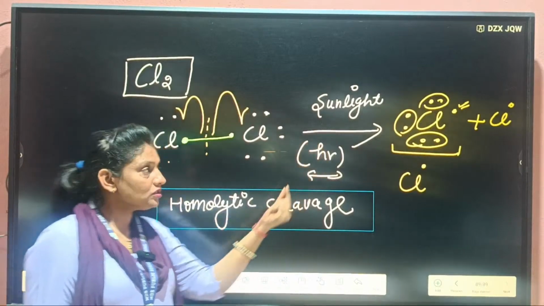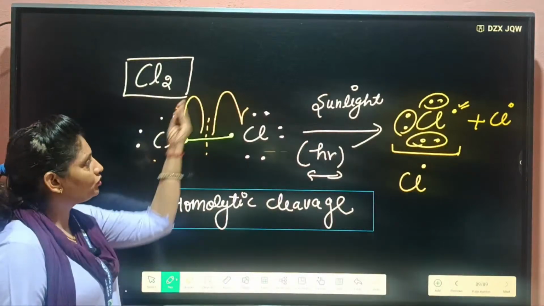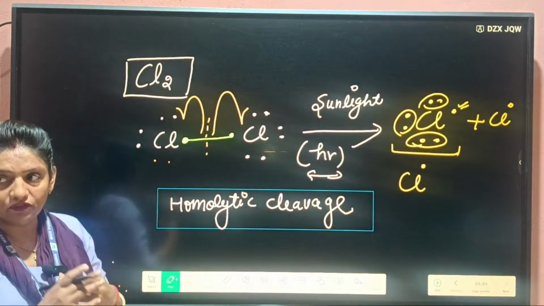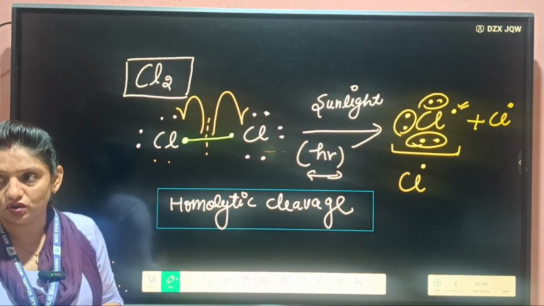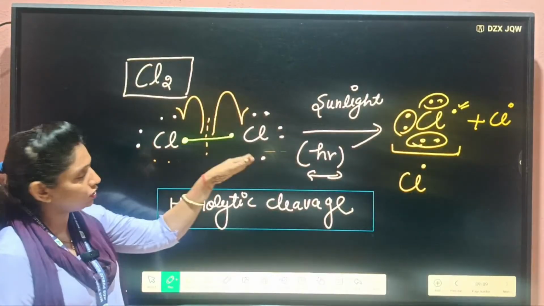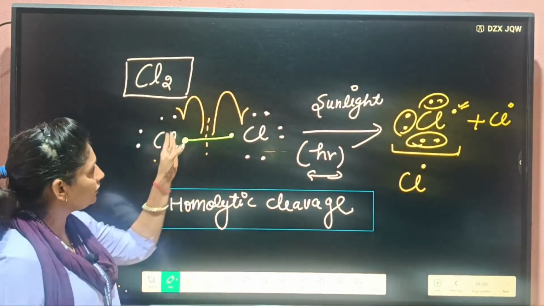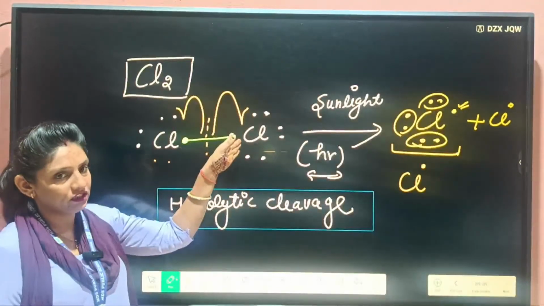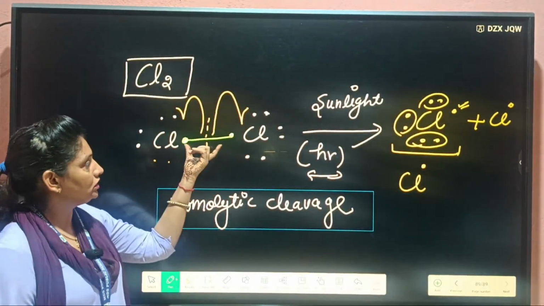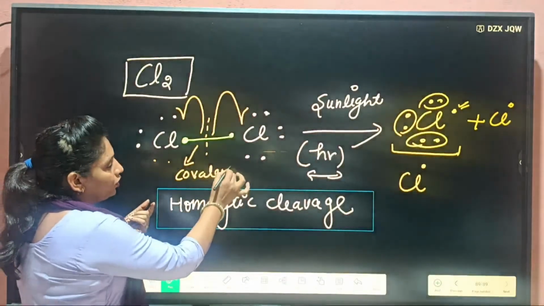Clear or not? So students, homolytic cleavage means that equal distribution of the electrons takes place after dissociation, after cleavage of the covalent bond. Here this one is the covalent bond between these two chlorines, because it is formed by mutual sharing of electrons. One electron is shared by this one and one electron by this one. Then they form a bond for completing their octet. So that bond is known as the covalent bond.